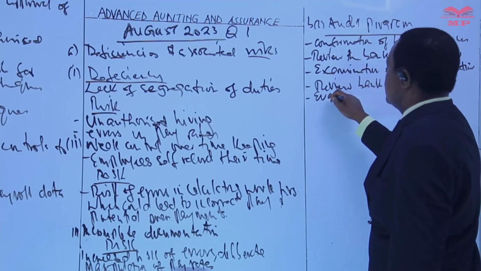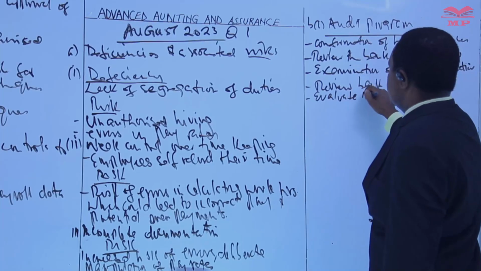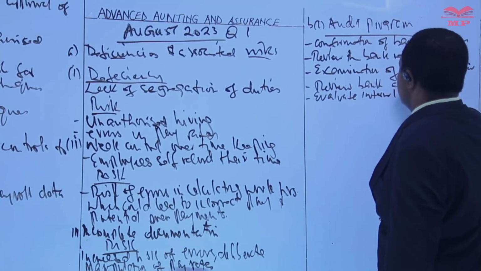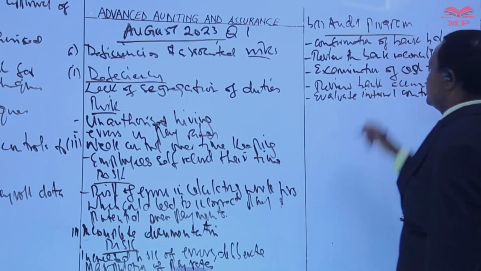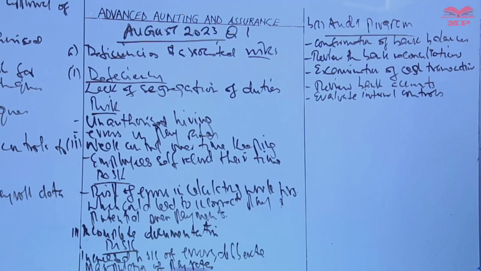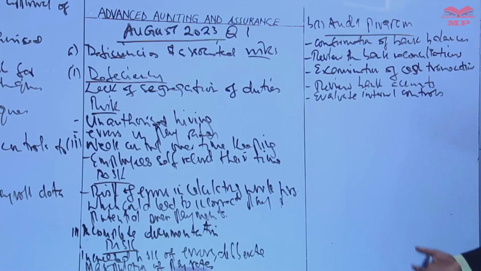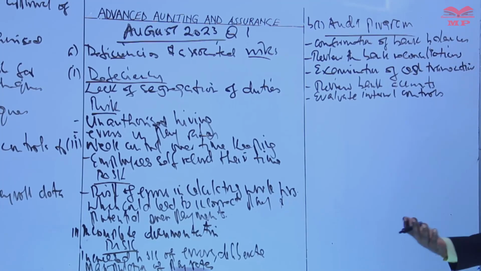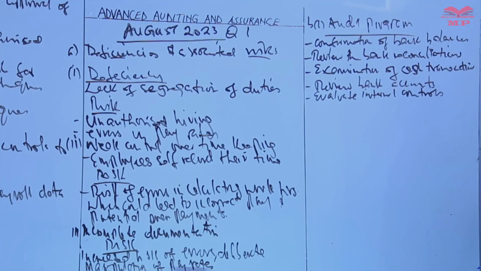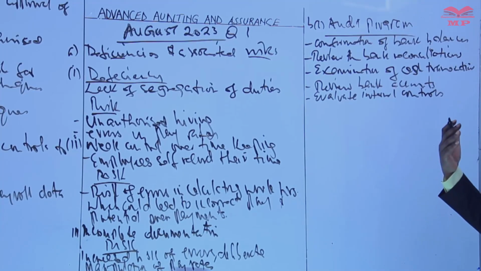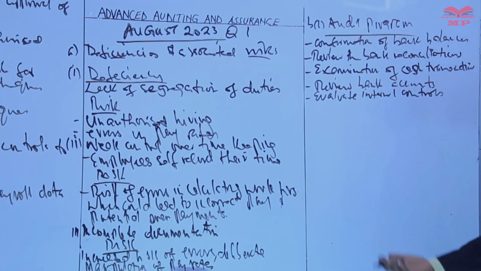Evaluate internal controls is yet another audit procedure or program. Assess the adequacy of internal controls over cash receipts and disbursements. And then evaluate the segregation of duties and access controls for cash transactions. The auditor may also review the procedures for reconciling bank accounts and resolving discrepancies.